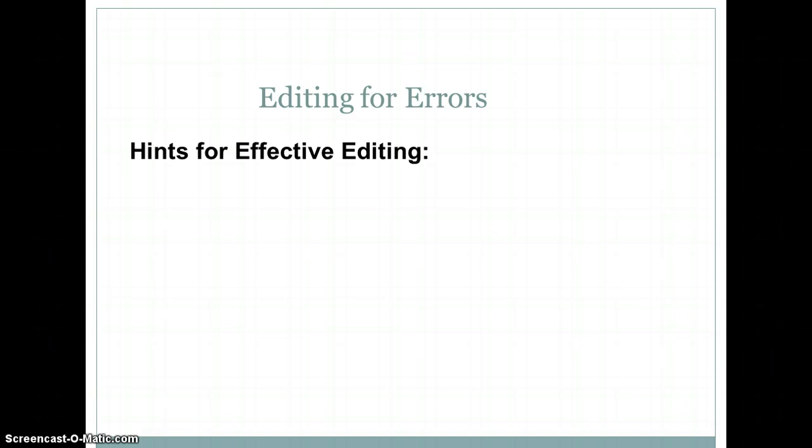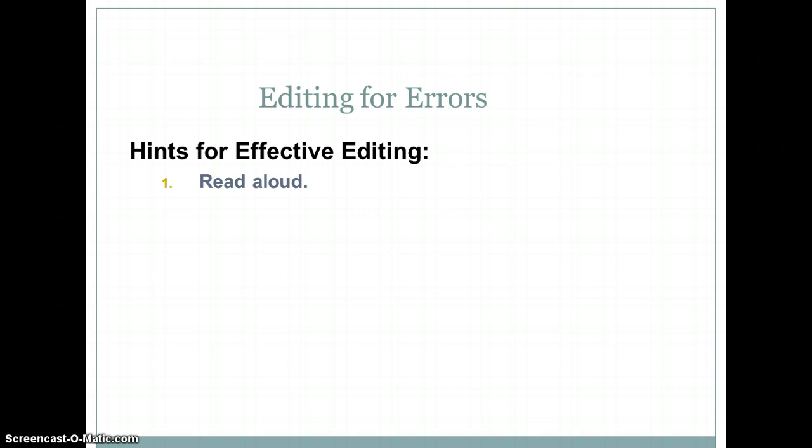Editing for errors. Here are some hints for effective writing. I know that many of you have edited your papers in the past, you turned them in, and then I'm sure when you got them back there was more red than you were expecting. It's because you automatically fill in things that are missing or correct things that are wrong.